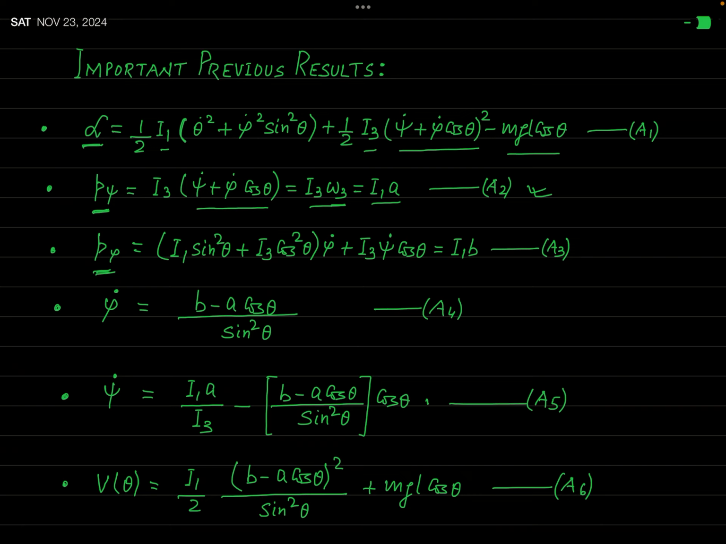The other integral of motion was p phi, whose expression is given like this, and this has been assumed as I1 b, where b is another constant. After that, we obtained the expression for phi dot, which was like this: b minus a cos theta over sine square theta. This result is also very important for the present lecture, and we will need to use this equation. And psi dot is given by this, although this result will not be needed in this present lecture.